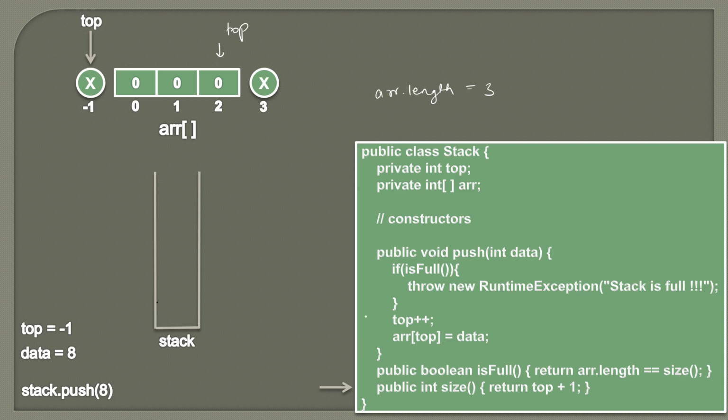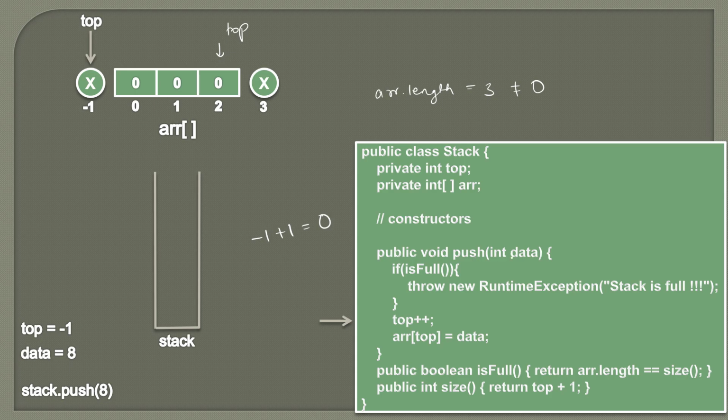So currently the value of top is -1. If we add plus 1, the value is 0. It means currently there are no elements in the stack. So it returns 0. So 3 is not equal to 0. It means this condition will be false, and false will be returned from this method. So the condition in the if block comes out to be false, meaning the stack is not full.